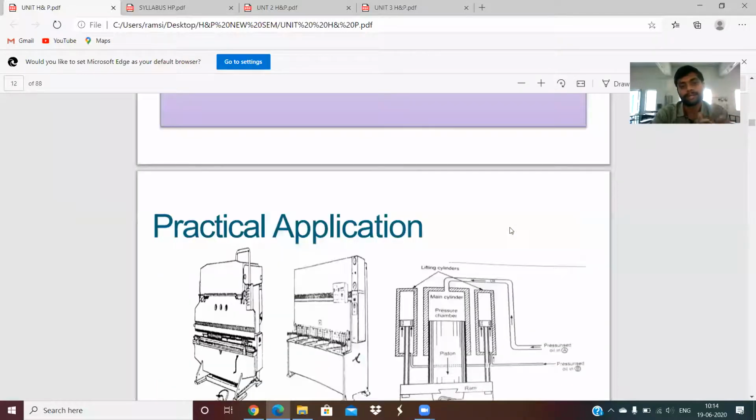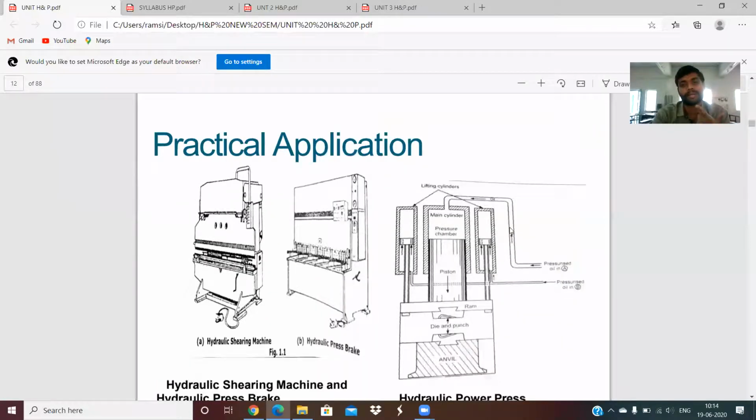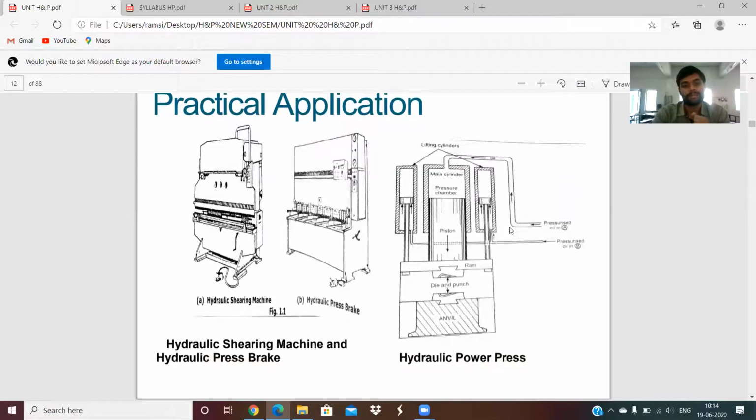Then these are the practical applications, where you will see hydraulic systems and where you will practically implement our subject. There are some examples: hydraulic shearing machine, hydraulic press brakes, hydraulic power press. All these things have applications of hydraulics and pneumatics. That's why we are studying this subject here.